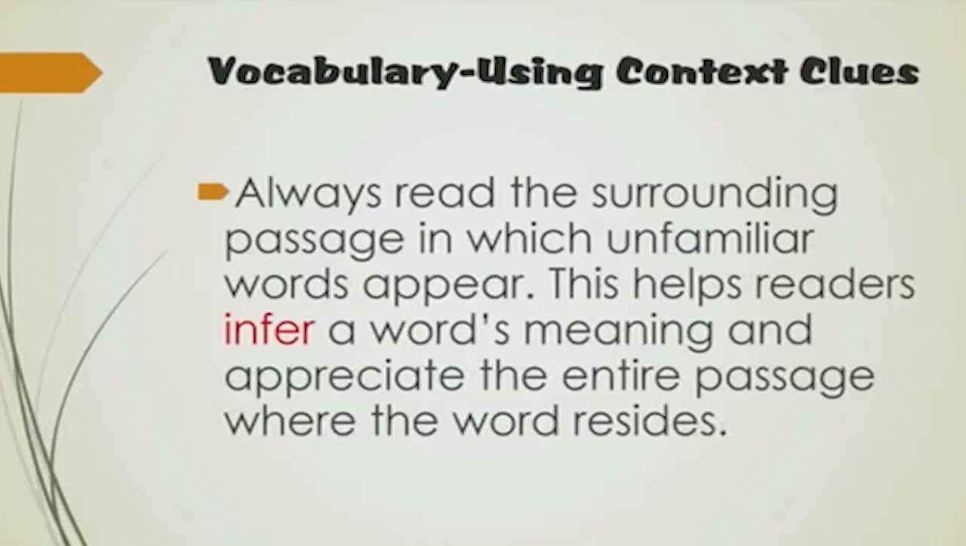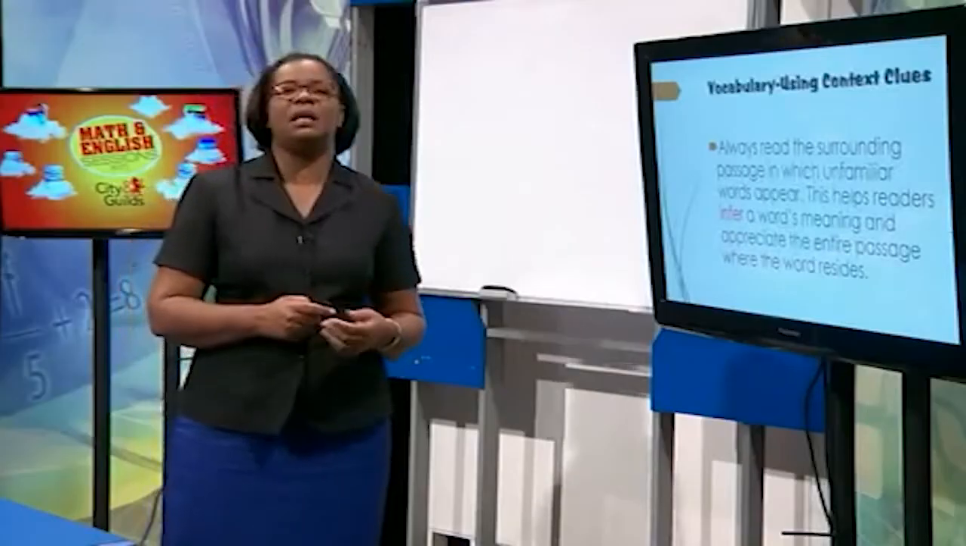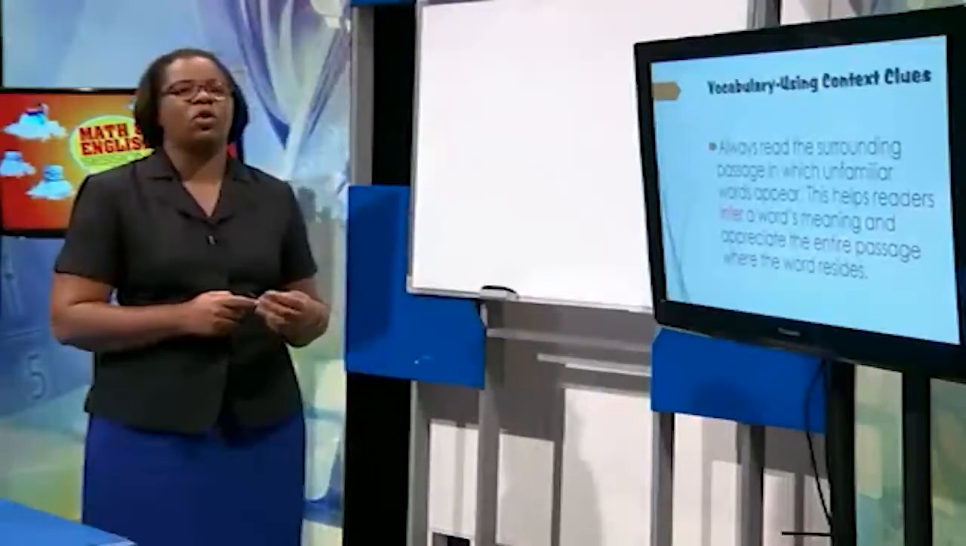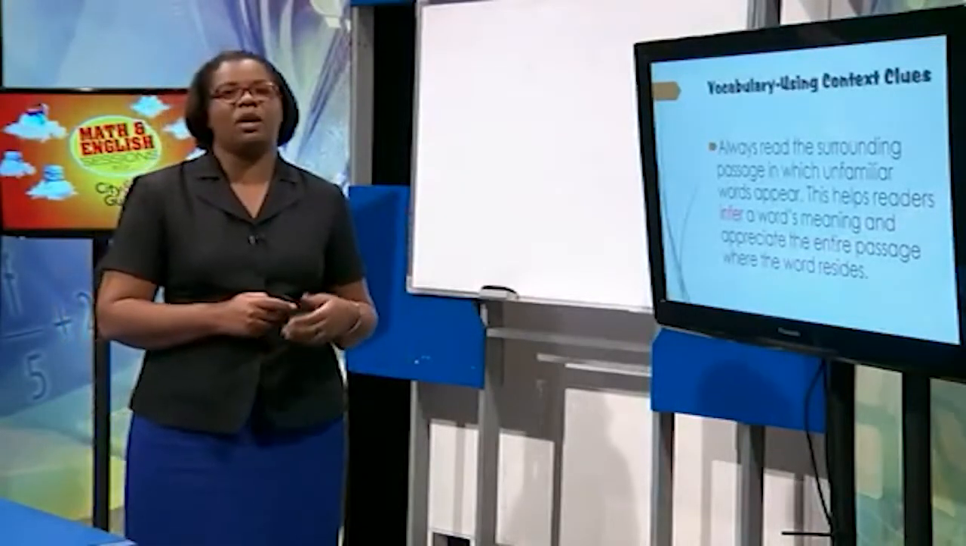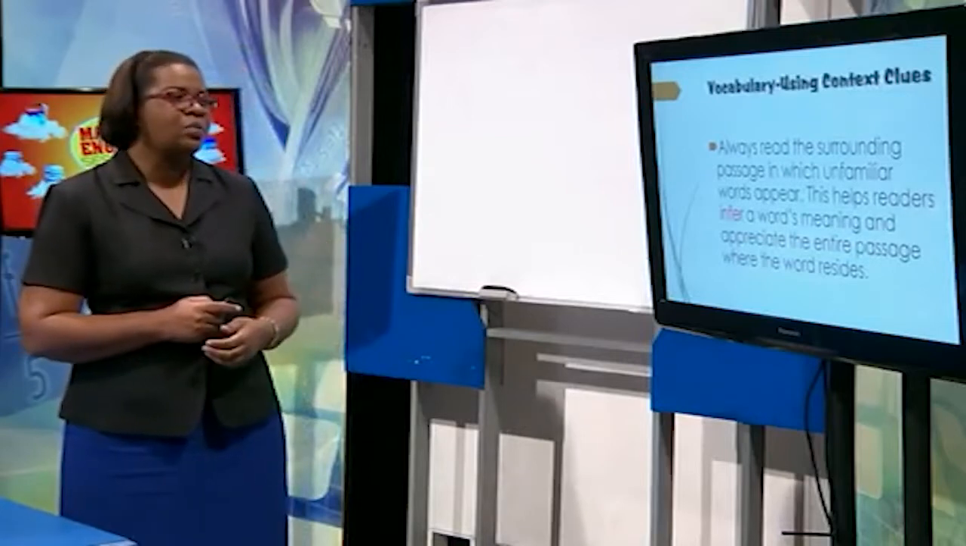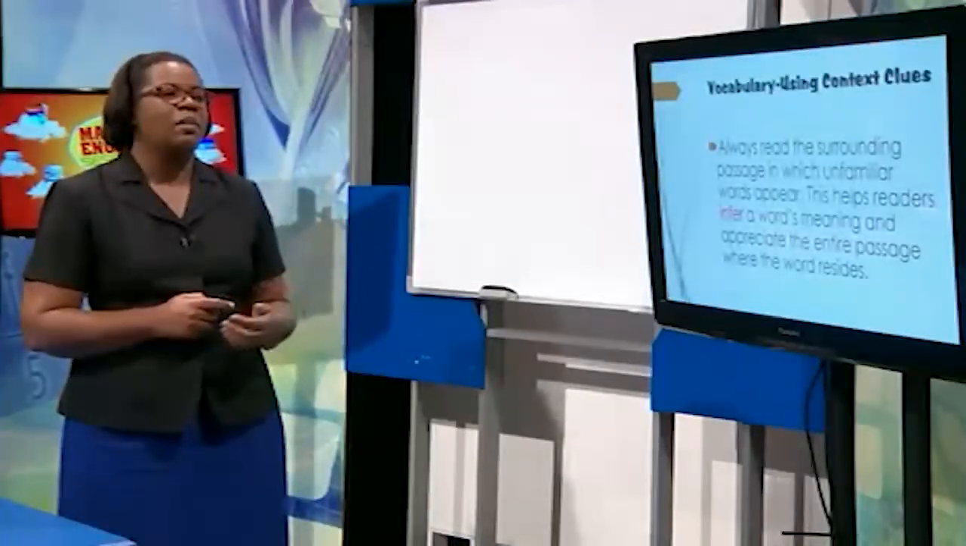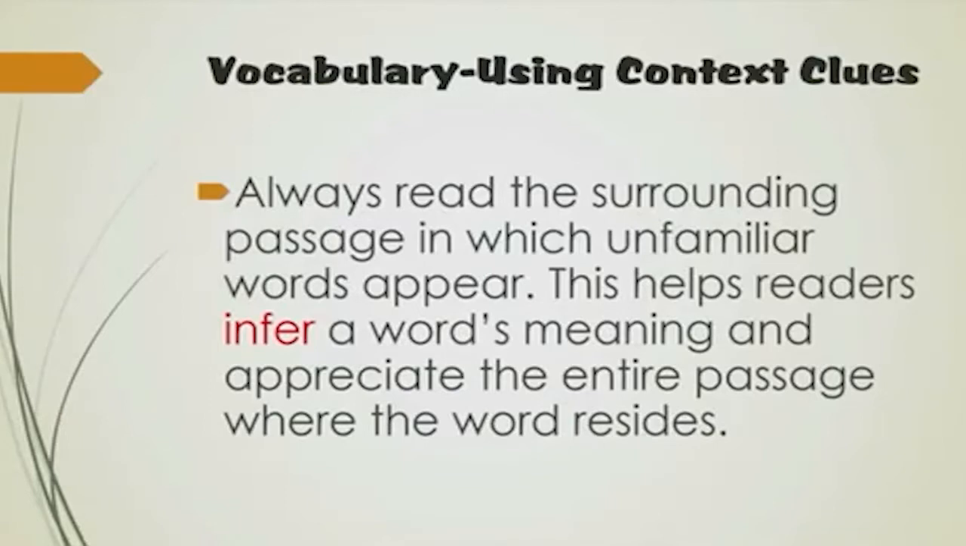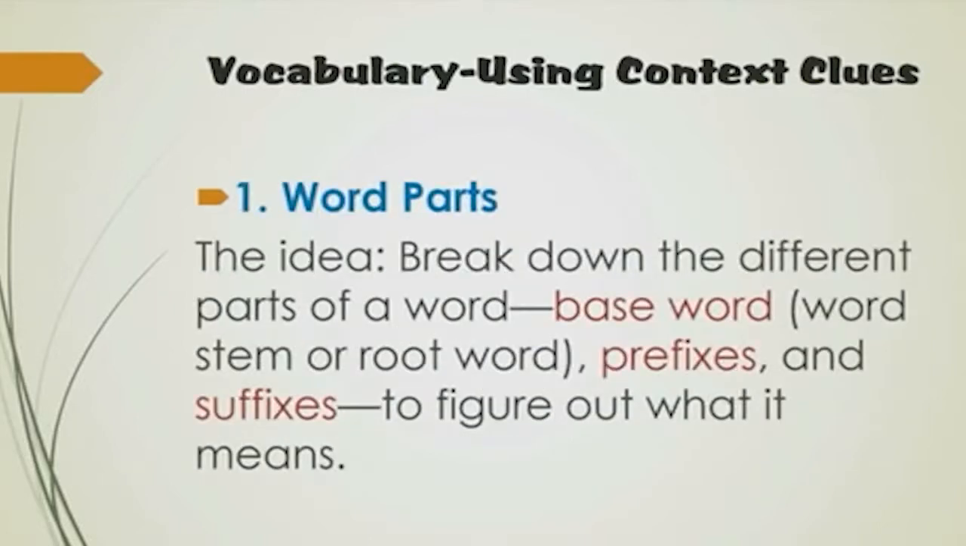So you're thinking, infer, what does that mean? It means that the thing may not be directly stated. You have to draw your own conclusion or make your own assumption based on the evidence that you have. So always read the surrounding passage in which unfamiliar words appear. And this helps you to infer, okay, to make a conclusion about the word's meaning based on how it is used. All right, so writers use varying strategies to help teach context clues. All right, so these are some things that you can focus on relating to context clues.